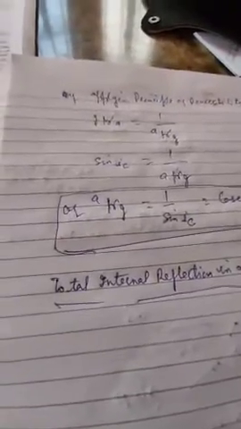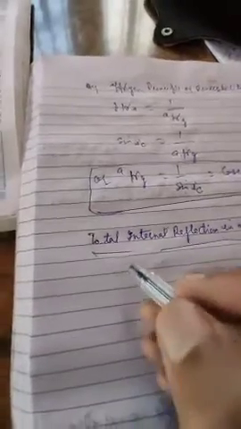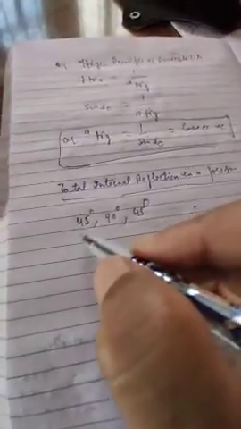Total internal reflection in three different prisms. First of all, we will take a right angle isosceles, then equilateral, then right angle prism. First we will take the case of total internal reflection through a 45 degree, 90 degree and 45 degree prism, or you can say right angled isosceles prism. So in this case we will take three cases to deviate a ray of light through 90 degree.